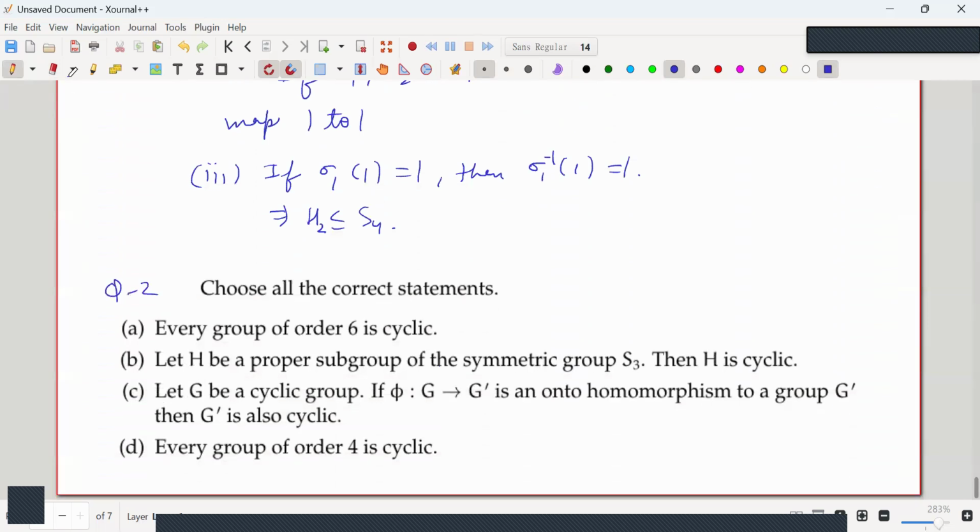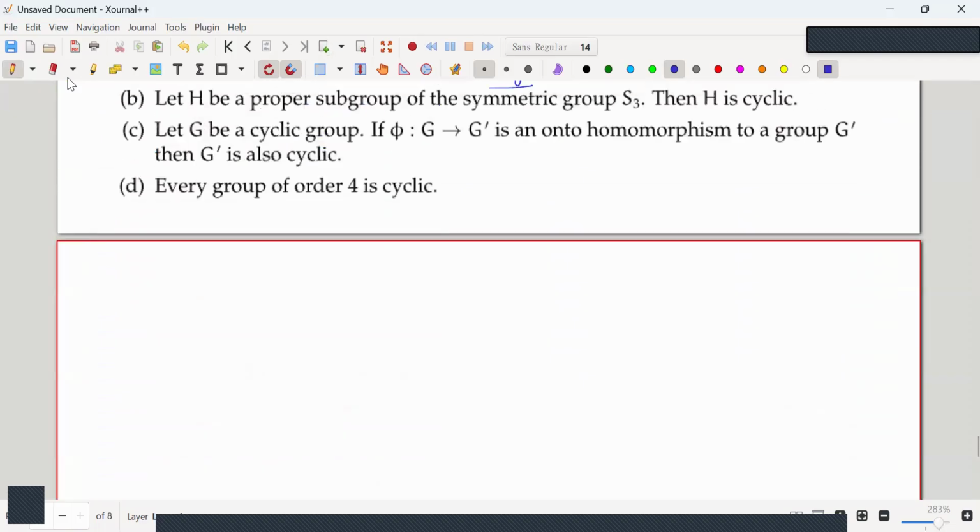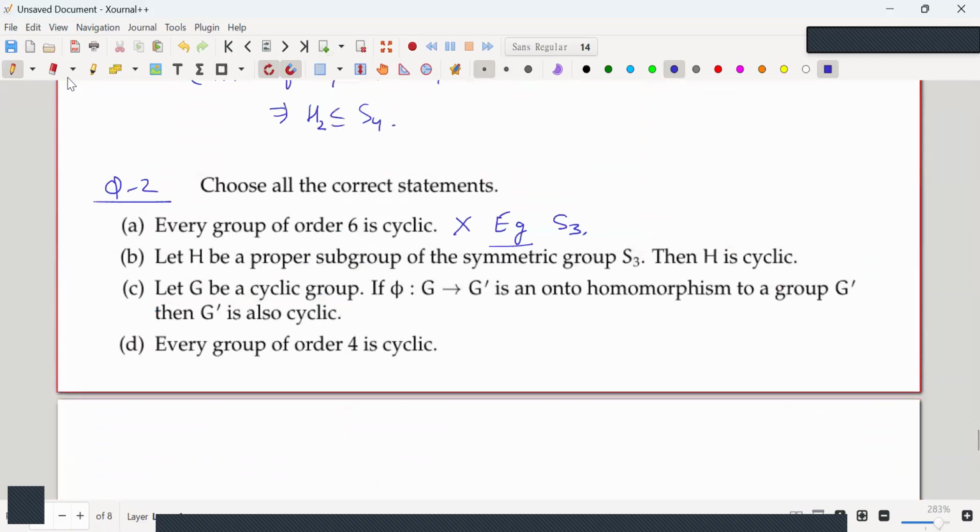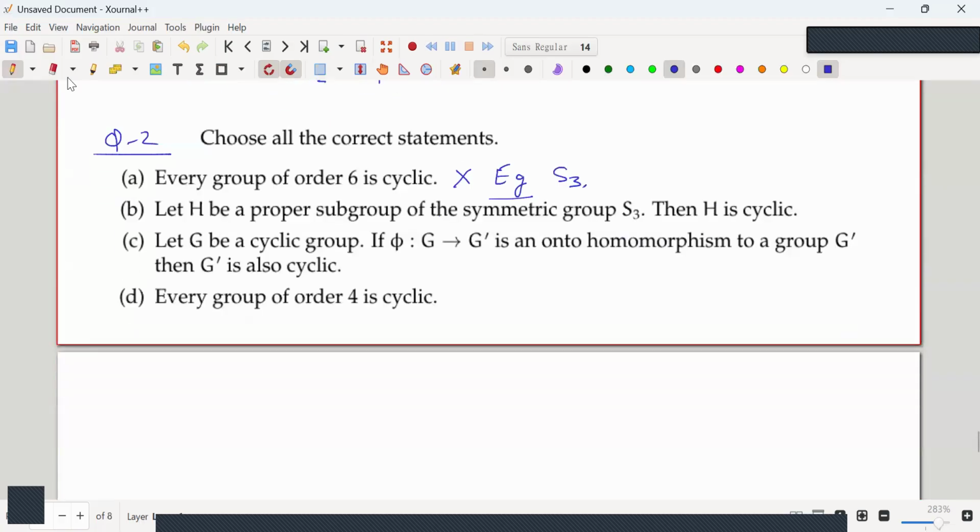Question two. This is false. Example: S3. In the second problem also they are giving S3. So let H be a proper subgroup of S3, then H is cyclic. This is true. Why? I only know the case by case solution. If it's a two cycle, then whether it's needed.